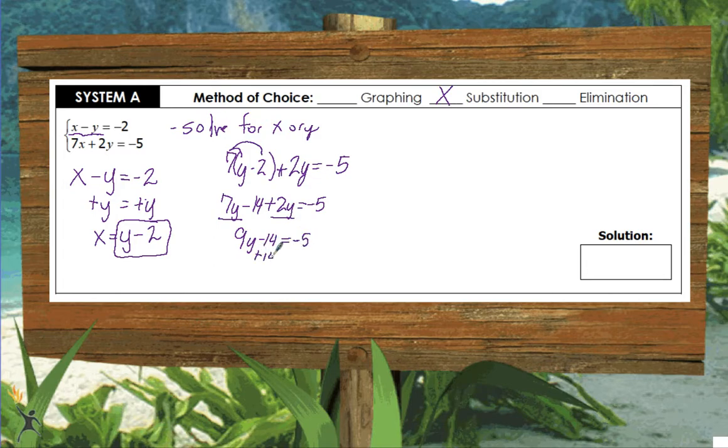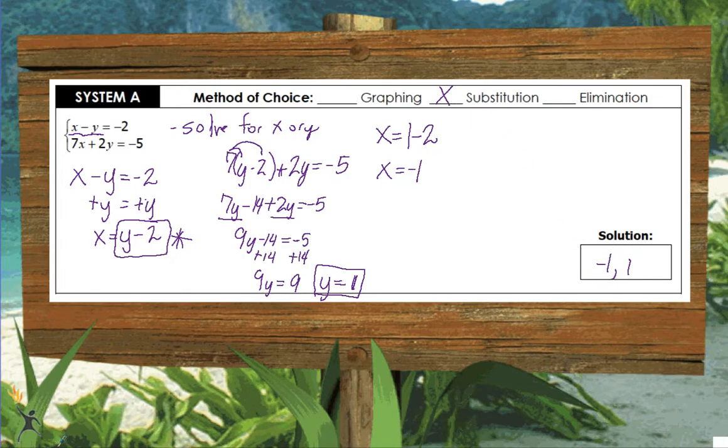Add 14 to both sides to isolate the y variable. That gives me 9y is equal to 9, which gives me y is equal to 1. Now that I have the first half of the answer, for the second half I'm going to plug it back into this equation right here. So x equals 1 minus 2. Well, x will now equal -1. So my answer is -1, 1.